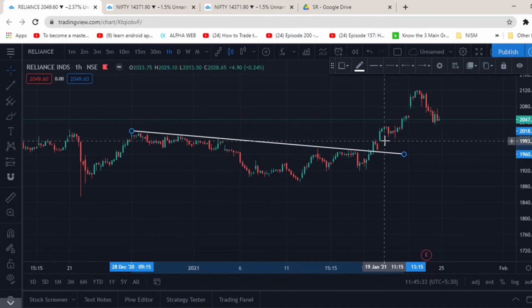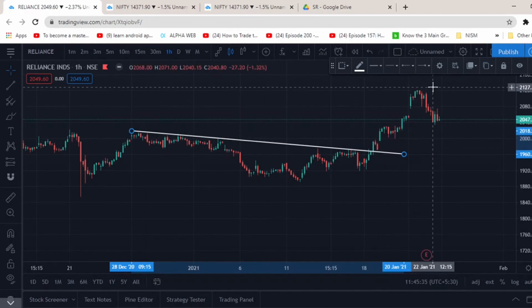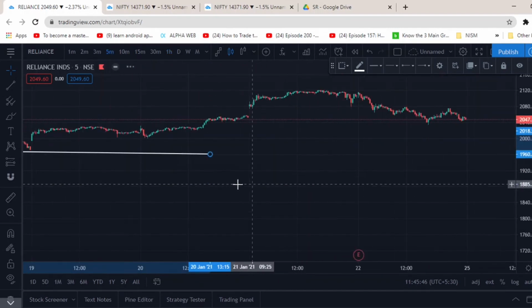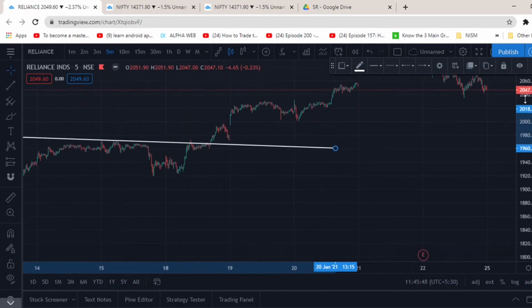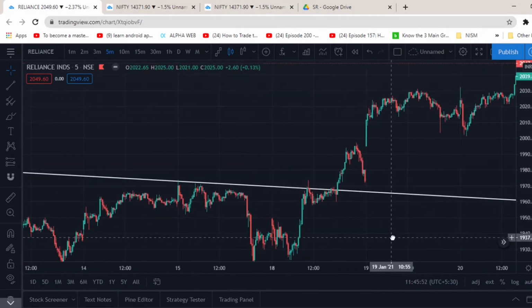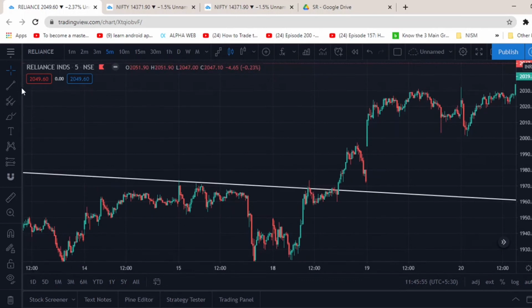Reliance moved around 150 points in 2 days. So this is one possibility. In the other possibility, we can move to the lower time frame, as I said, and look for the swing formation and enter the trade. So here we look for the swing and we enter the trade.